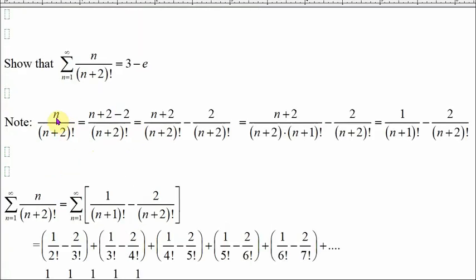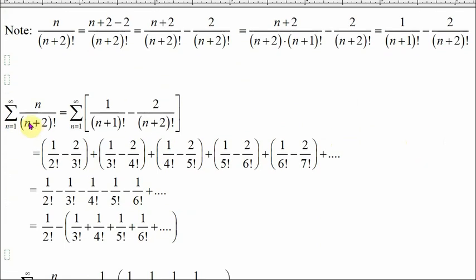Notice that n over (n plus 2) factorial, we can rewrite the numerator as n plus 2 minus 2. And then this is the same as (n plus 2) divided by (n plus 2) factorial minus 2 over (n plus 2) factorial. (N plus 2) factorial is the same as (n plus 2) times (n plus 1) factorial. The factor n plus 2 here and this factor n plus 2 will cancel each other out. And what's left is 1 over (n plus 1) factorial minus 2 over (n plus 2) factorial.